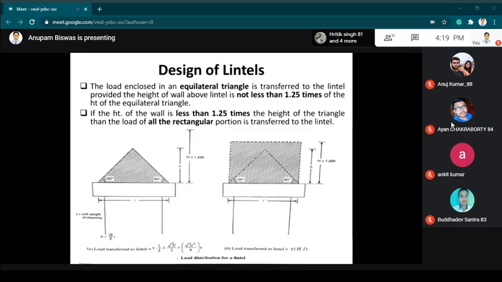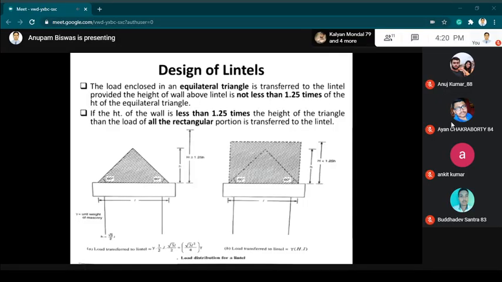Okay, so what we actually see, it may seem strange, but if the height is more, then due to arch action the equivalent load will be in terms of a triangle. But if the height is less, the arch action will not come into play. Instead of taking an equilateral triangle, we have to consider the total rectangular portion of the masonry wall. So this is the condition.